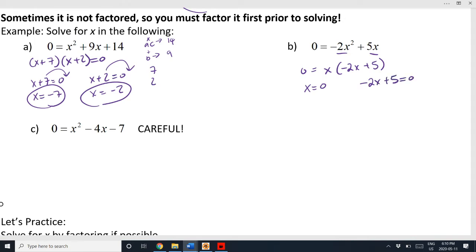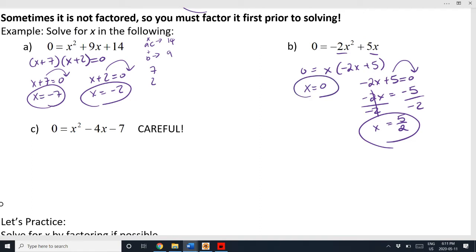So we just want to solve for this one. So we're going to move the 5 over to the other side. So we're going to get negative 2x is equal to negative 5. And then we want to divide both sides by negative 2 to get our x by itself. So these will cancel, and we'll get x is equal to negative 5 over negative 2. So negative divided by negative is positive 5 over 2. And we can just leave it like that. So those are our solutions.